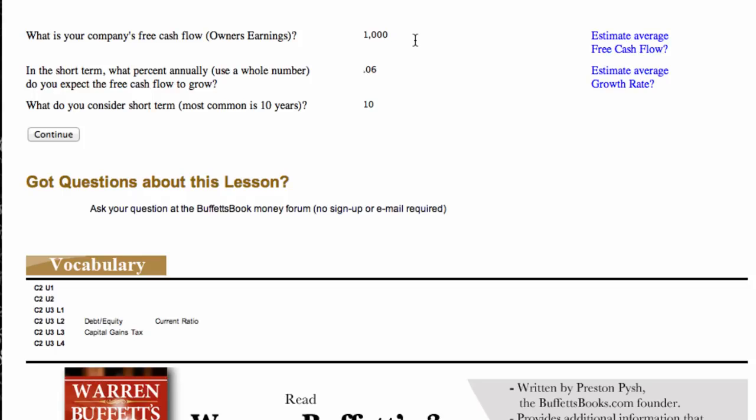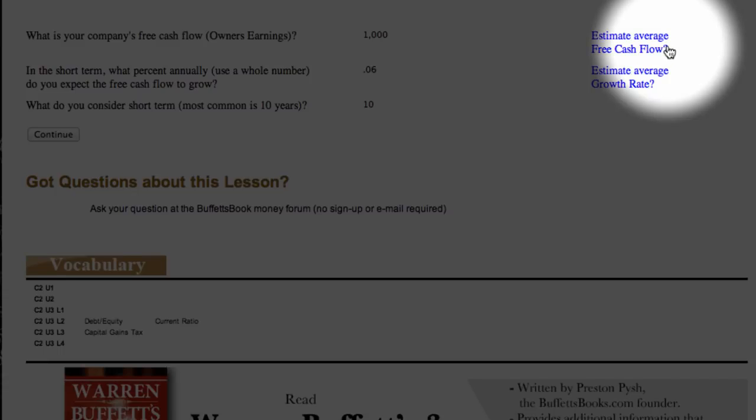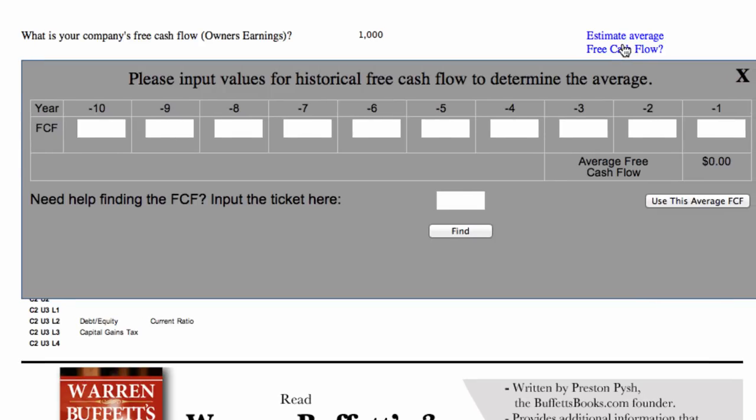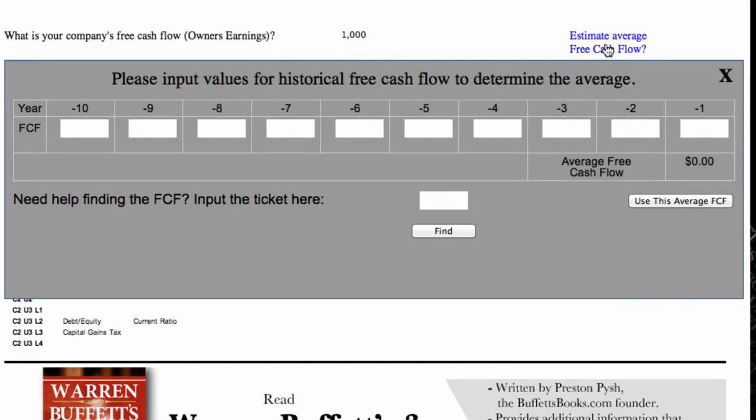So the first thing that we're going to do is estimate that future cash flow. And I have a tool over on the right hand side, highlighted in blue. It says estimate average free cash flow. If you click on that, a little window pops up and says please input values for historical free cash flow to determine the average. So we're going to go back and determine what the owner's earnings or the free cash flow has been over the past 10 years, to develop an average, or what we think would be an average, for what the current free cash flow of the business is.